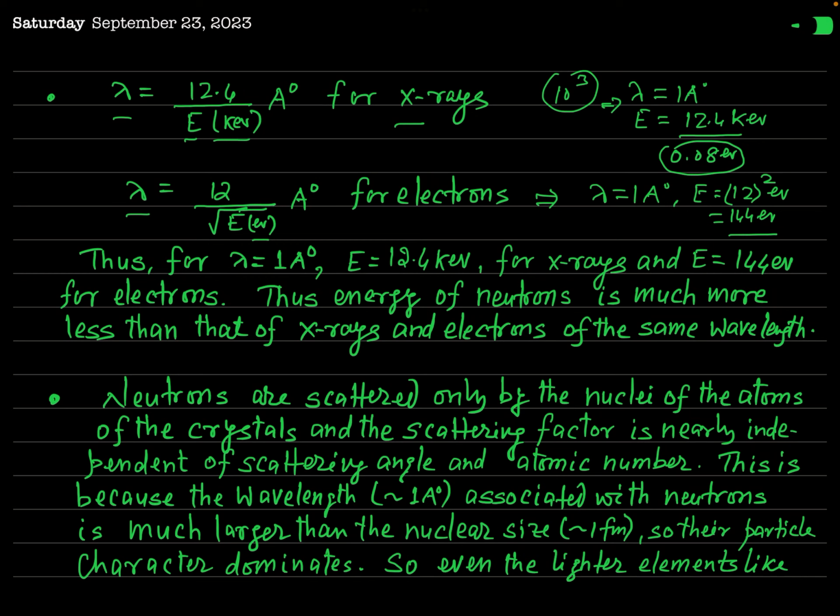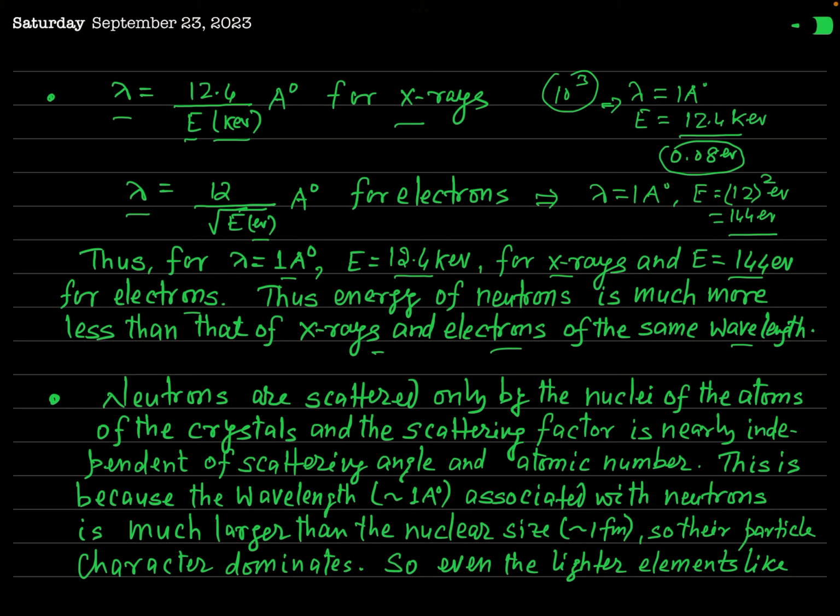So I have mentioned it here. You can see that for 1 angstrom, E equal to 12.4 kilo electron volt for X-rays, E equal to 144 electron volt for electrons. Thus, energy of neutrons is much less than that of X-rays and electrons of the same wavelength. So for diffraction experiment, neutrons of very small energy, almost equal to 0.08 electron volts, are required.